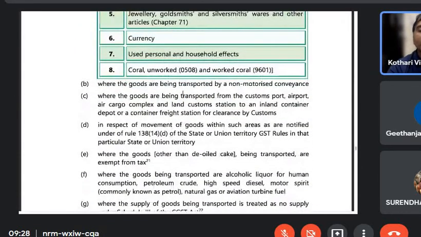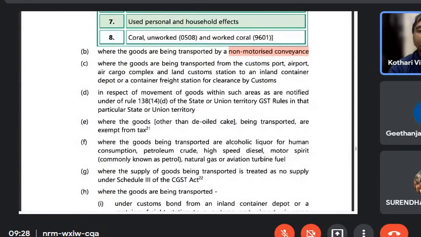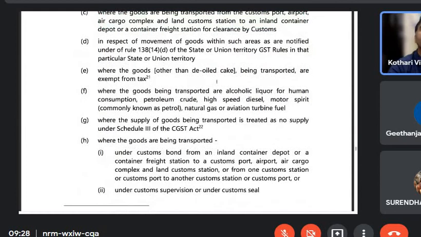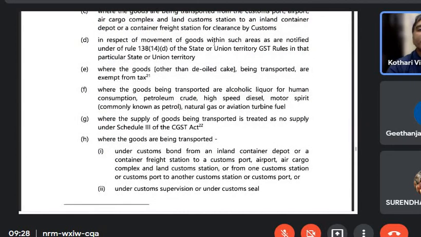Again, when the goods are being transported on a non-motorized conveyance, for example a handcart, bullock cart, or a tricycle where there is no motor, then e-way bill is not required. Where goods are transported from a customs port, airport, air cargo and land station to an inland container depot or container freight station, e-way bill is not required. In respect of movement in such areas as notified, where exempted goods other than de-oiled cake are transported, e-way bill is not required.